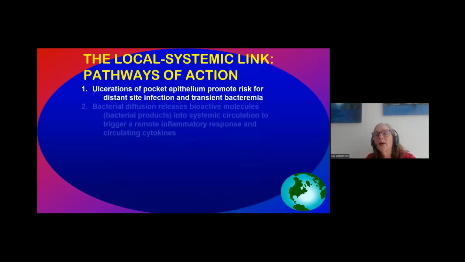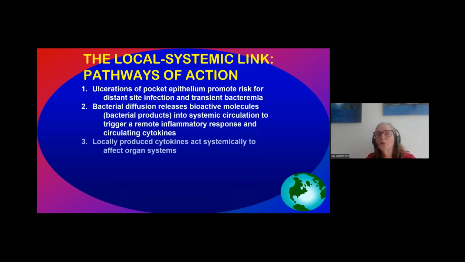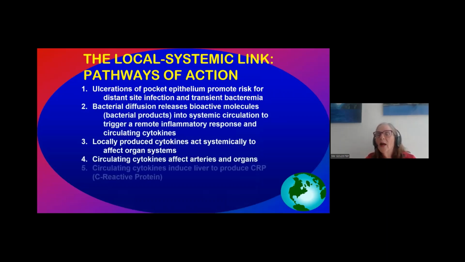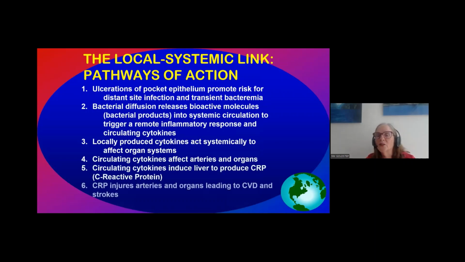The local systemic link, the pathways of action. First of all, you can have ulcerations of the pocket epithelium, and that promotes the risk for distant site infection and transient bacteremias in other areas. So the bacteria on their own will go from the pocket and move to another area, causing bacteremia and infection. But secondly, they can also release bacterial products into the systemic circulation, and that can trigger a remote inflammatory response. So not only is there infection in other areas, but you can also have a secondary inflammatory response. This is the connection.